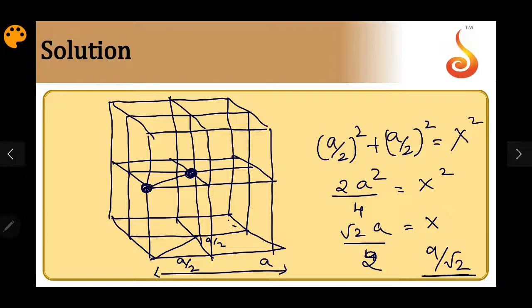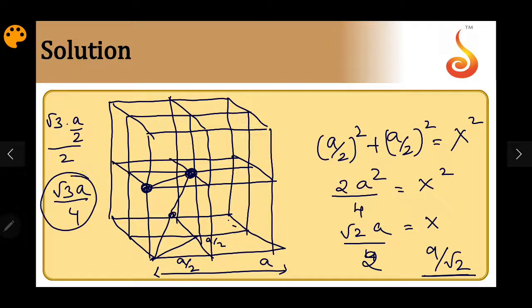Now the octahedral void and the tetrahedral void. The tetrahedral void is at the center of the small cube. So this distance is half of the body diagonal. The body diagonal is root 3 times a by 2. So root 3 times a by 2 is the body diagonal, and half of that is the distance. So root 3 a by 4.